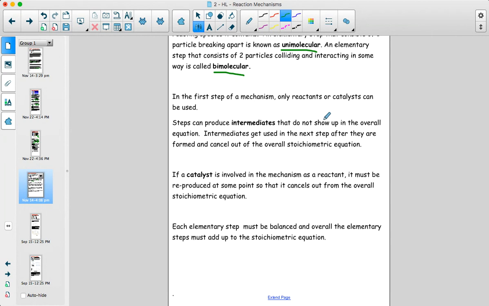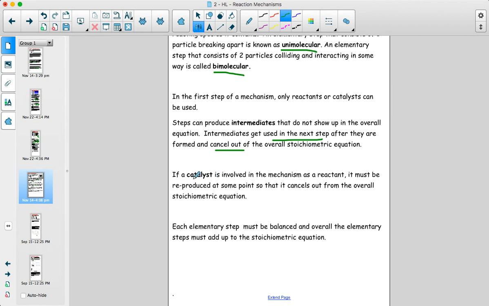In the first step of a mechanism, only reactants or catalysts can be used. But then in later steps, intermediates can also be involved. So initial steps can produce these other chemicals that don't exist initially, but then those intermediates get used immediately in the next step, and so they cancel out of the overall stoichiometric equation.